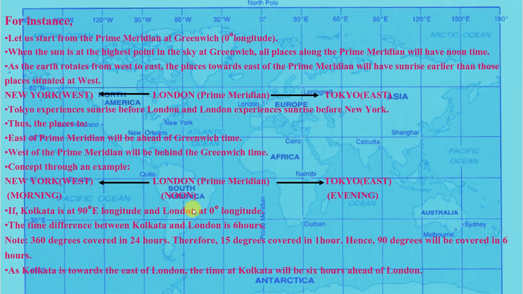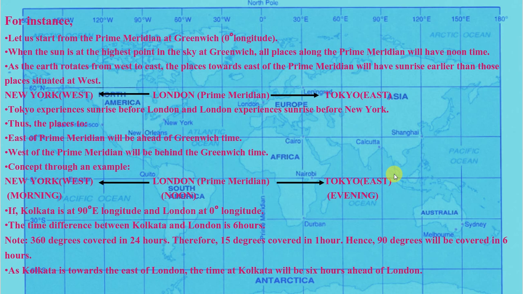So see here, if we are having noon in London, then when we move towards the east, the places in the east will always be ahead. So if London is experiencing noon, then for sure Tokyo is having evening, isn't it? Tokyo, which is towards the east of London, has already had noon time. We already know that places towards the east will be ahead of the Greenwich time. So if Greenwich time, that is London, is experiencing noon, then Tokyo might be experiencing evening.